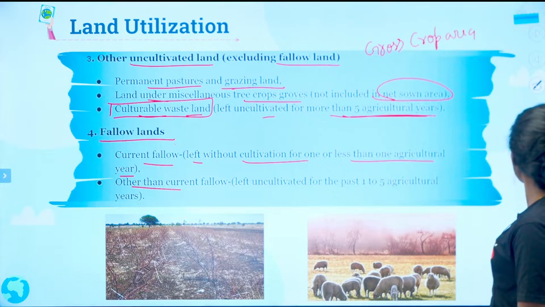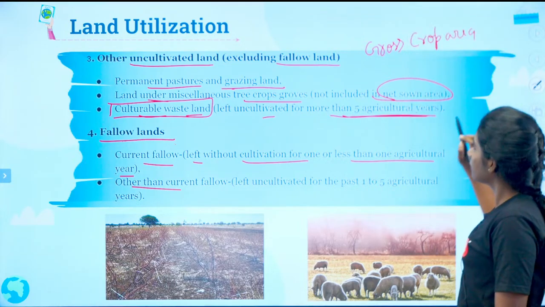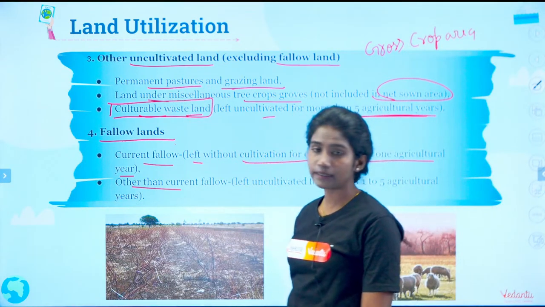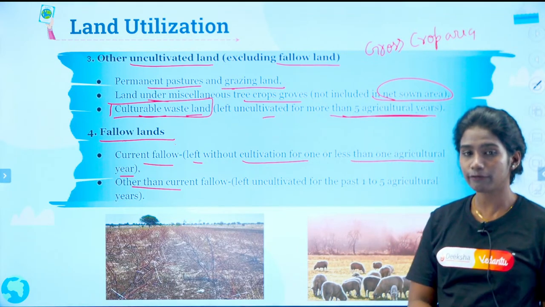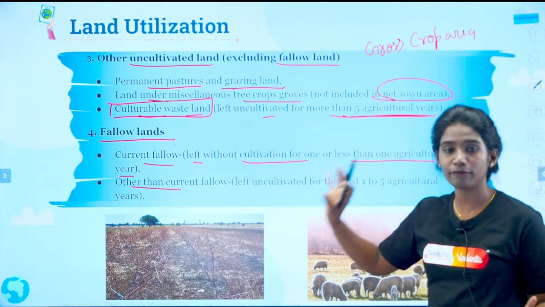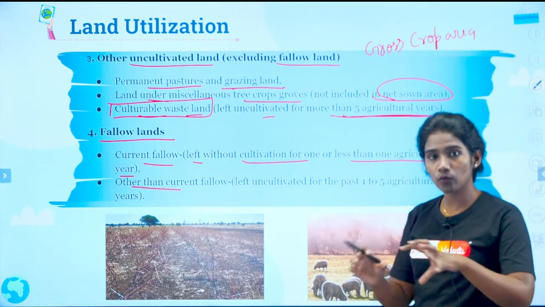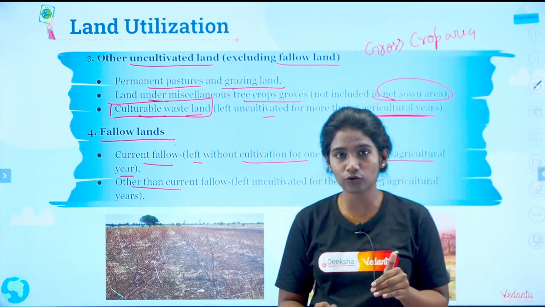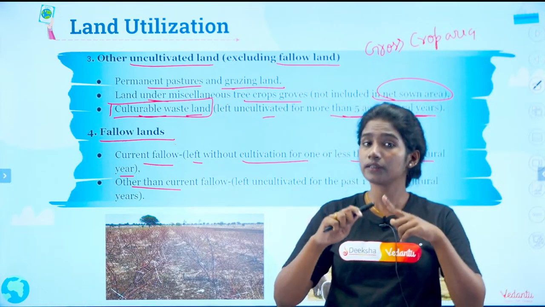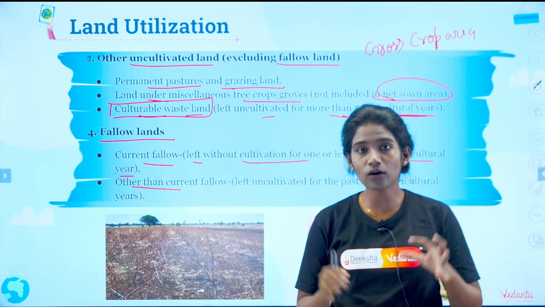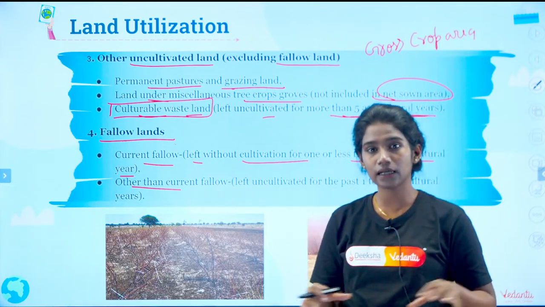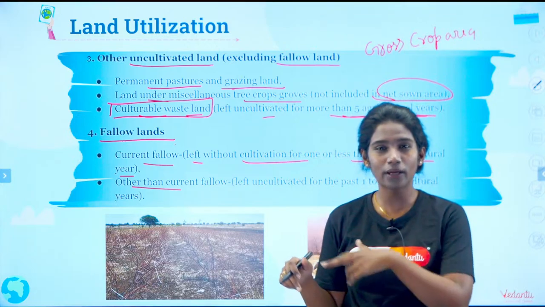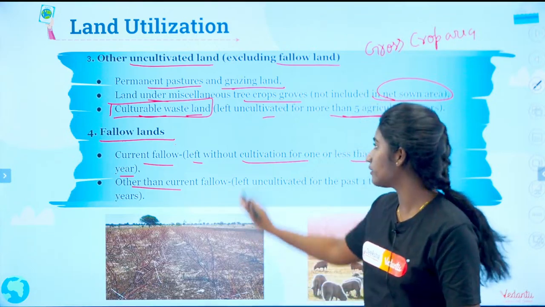Understood the difference between fallow land and the uncultivated land? See, in the fallow land, the entire land is ploughed and the soil is nourished with the nutrients, but only in some region the crops are sown and grown. Whereas in certain regions, maybe in the boundaries, the crops are not grown. That region is called fallow land.